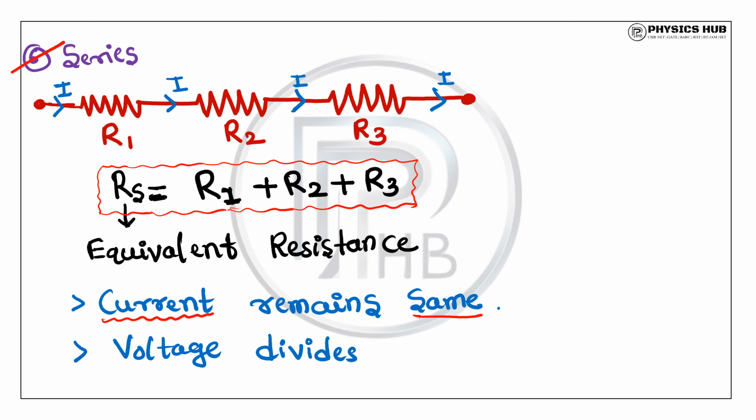Next is the series formula. In case of resistance, when they are connected end to end, we can find the equivalent resistance as Rs is equal to R1 plus R2 plus R3. Here the current remains the same, meaning when the current passes from end A to end B, the current remains same and the voltage divides. This is the series combination for the resistance.